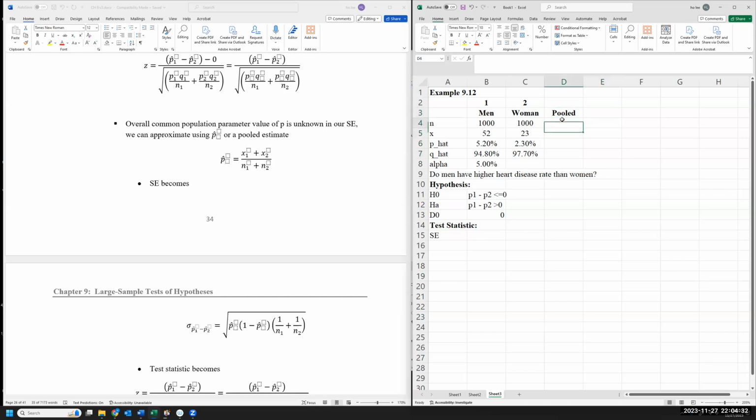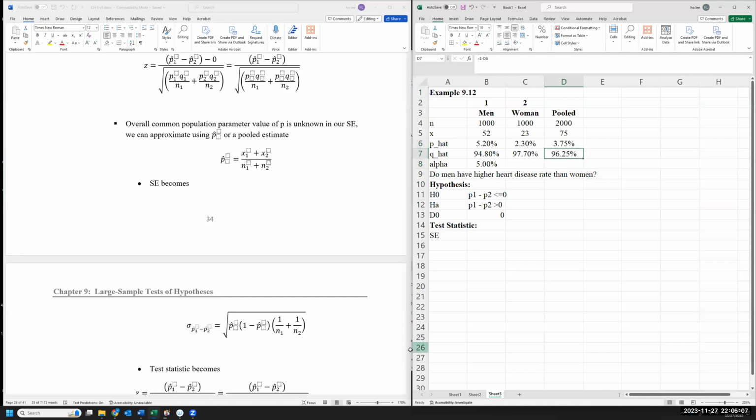Let's do that. So the pooled is just you sum across samples, 2,000. The x's is 75, and P hat is that. Probably the average of these two. Yeah. And Q hat is equal to 1 minus this. Okay, so that's the pooled P hat and Q hat.